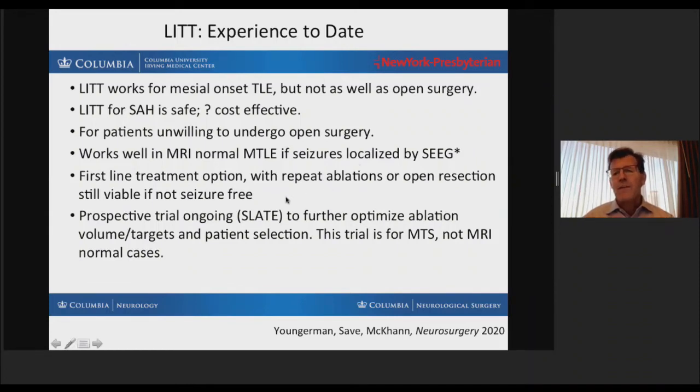And so what we often find is that it's often a first-line treatment for mesial temporal epilepsy, but repeat ablations or open resection remain viable options if the patient is not seizure-free. And there is a prospective trial ongoing to optimize ablation volumes and targets and to look at outcomes. This is a Medtronic study called the SLATE study, but this is only for mesial temporal sclerosis. So a patient such as this one would actually not be included in that study.